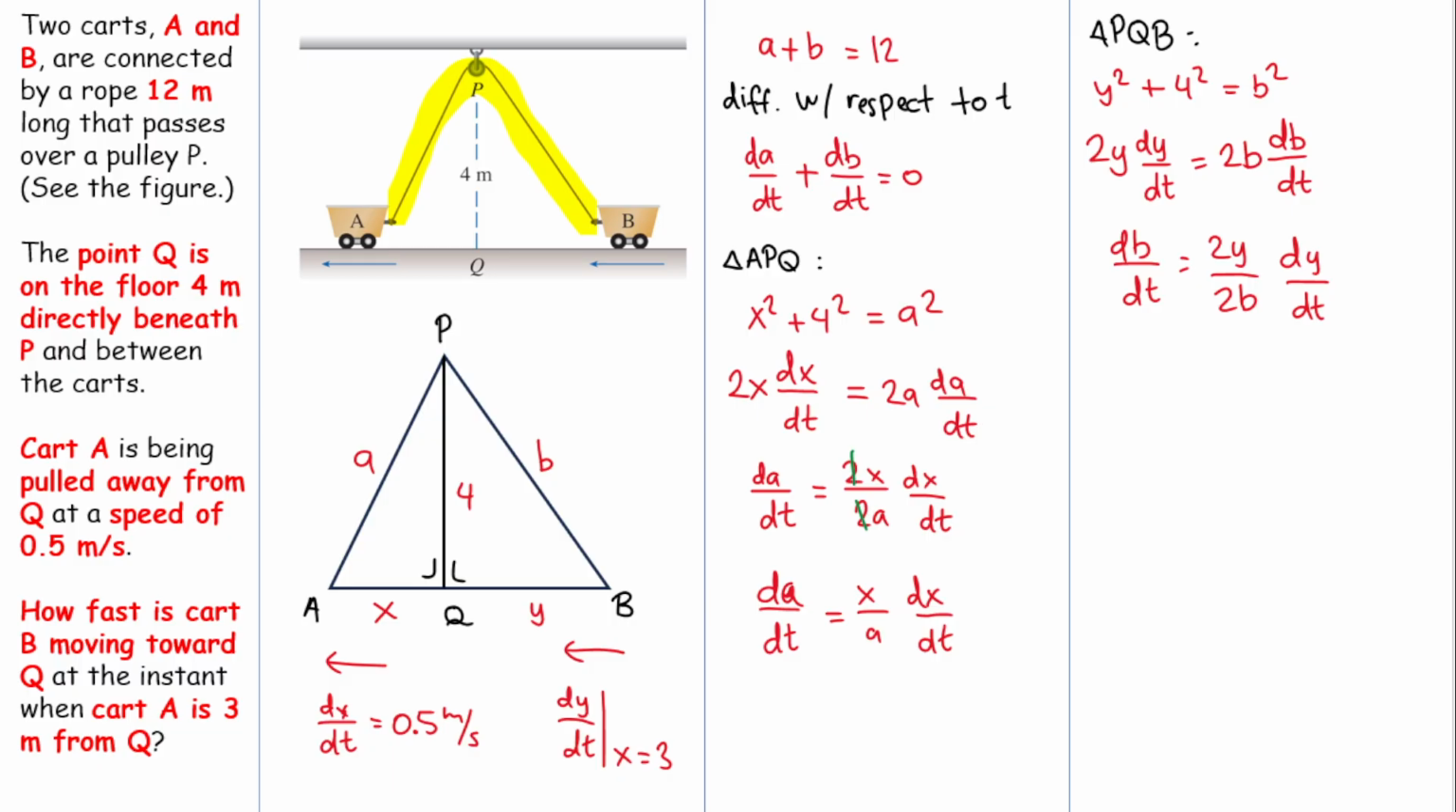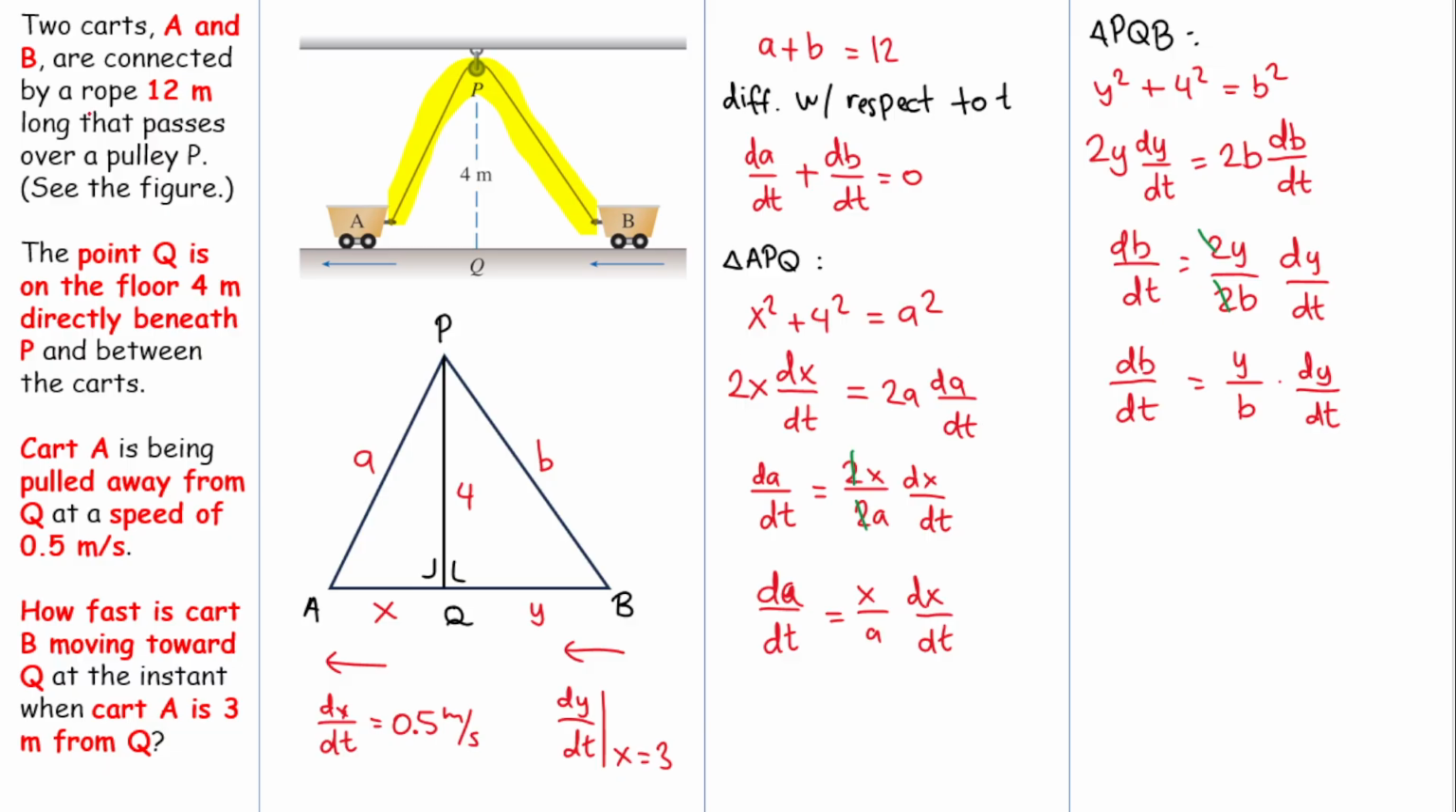So we have dB dt equal to 2y divided by 2B multiplied by dy dt. Okay, that 2 will cancel out. And then we will have dB dt equal to y over B multiplied by dy dt.